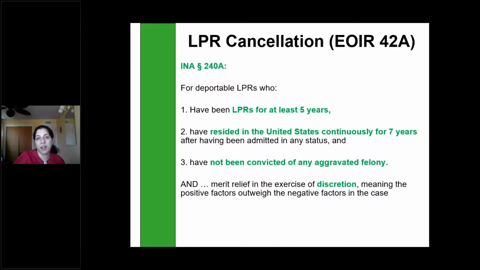To qualify for LPR cancellation, the applicant has to have been an LPR for at least 5 years, have resided in the US continuously for 7 years after having been admitted in any status, not have an aggravated felony, and merit cancellation in the exercise of discretion.